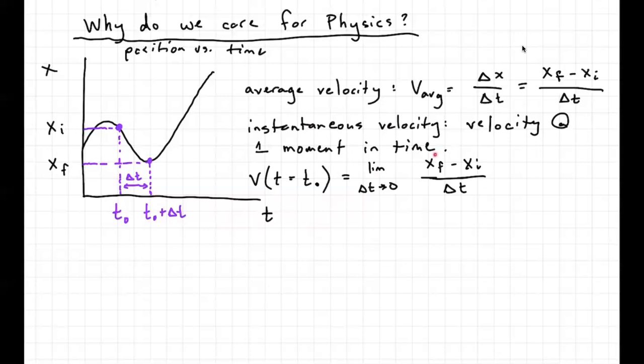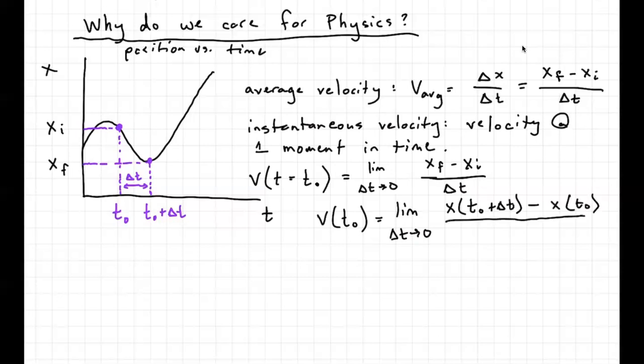So I'm using final position and initial position, but I'm going to change my notation slightly. I'm going to change my notation to say that the velocity at this moment t naught is the limit as delta t goes to zero of x evaluated at t naught plus delta t minus x evaluated at t naught, and dividing that by delta t. And so it's a little more transparent what's going on here.